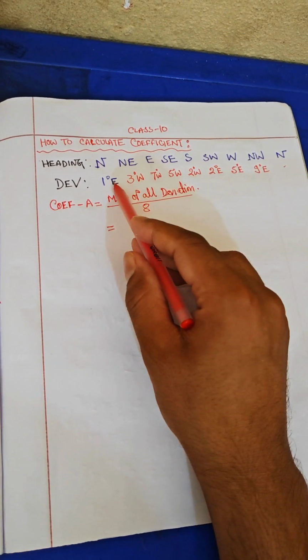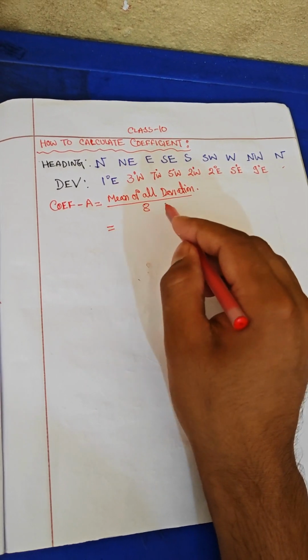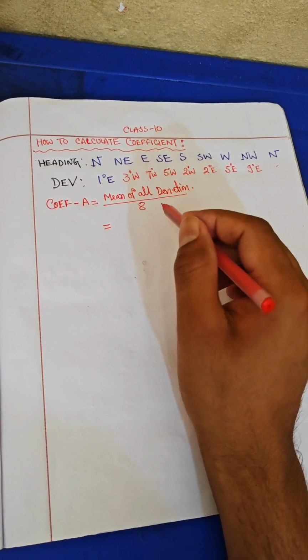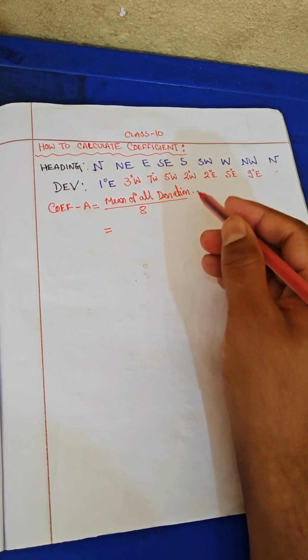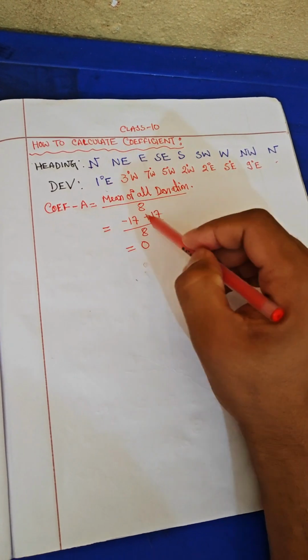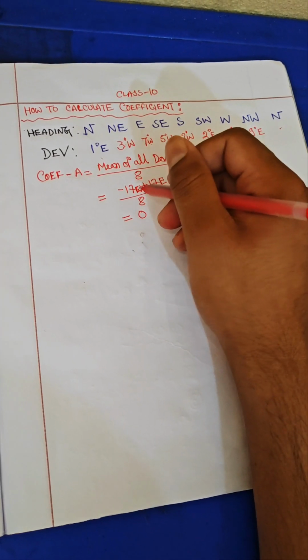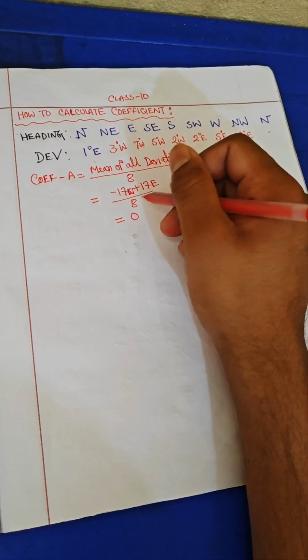Here all the easterly deviations will be plus and the westerly deviations minus, because easterly deviation is plus and westerly deviation is negative. So viewers, if you calculate, you can find like this: 70 degrees west, that is minus, plus 70 degrees east, that is plus, so ultimately 0.